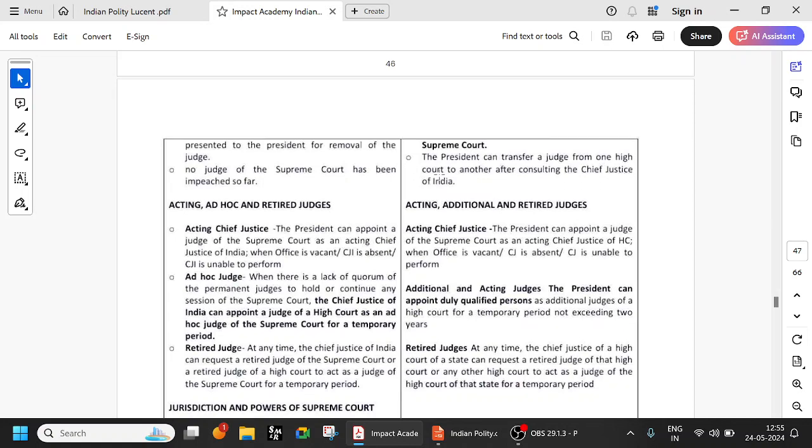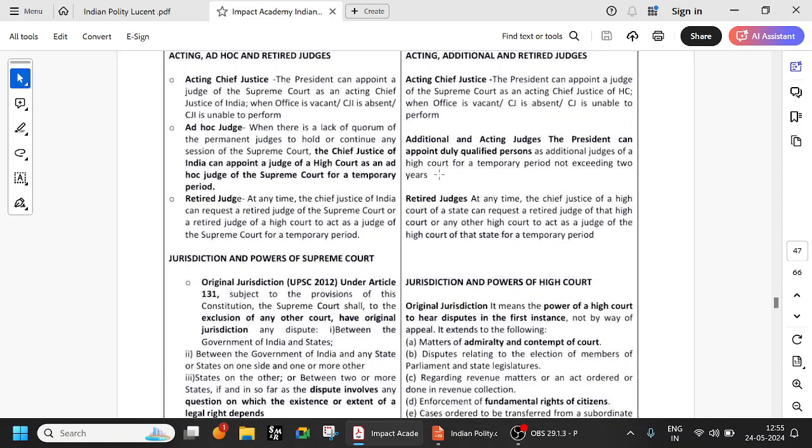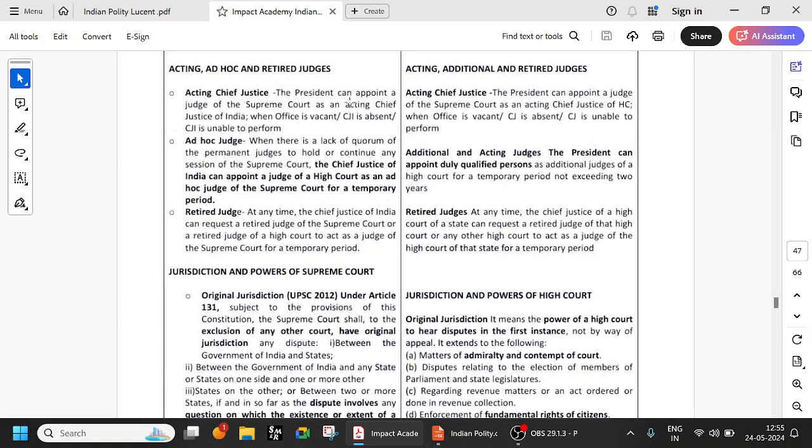Next, acting, ad hoc and retired judges. Acting Chief Justice: the President can appoint a judge of the Supreme Court as the acting Chief Justice of India when the office is vacant, or the CJI is absent or unable to perform due to health issues or anything. Then the President can appoint any judge of the Supreme Court as the acting Chief Justice.